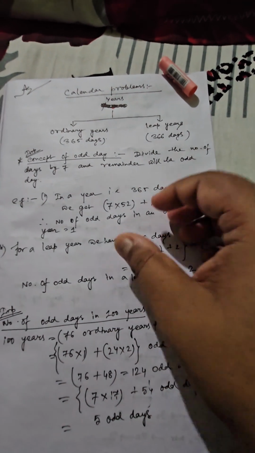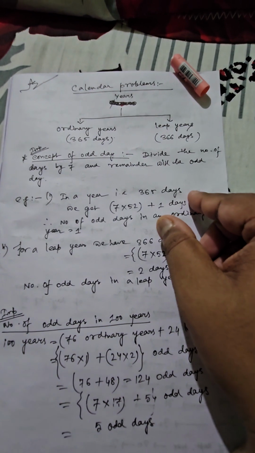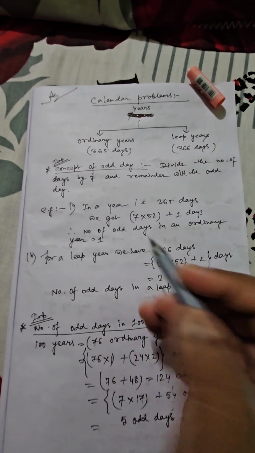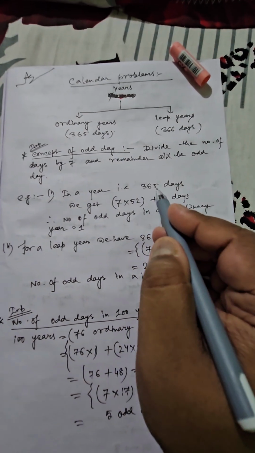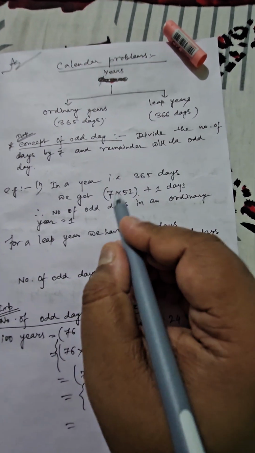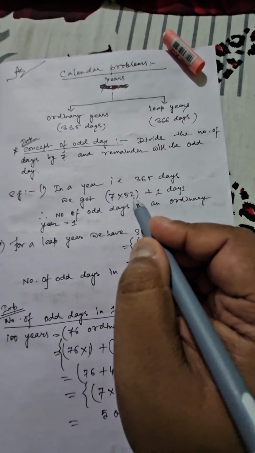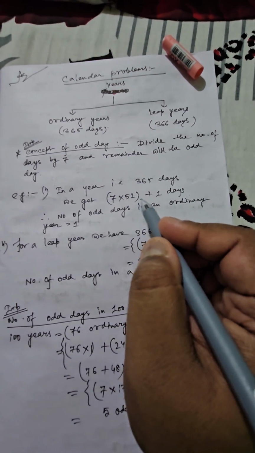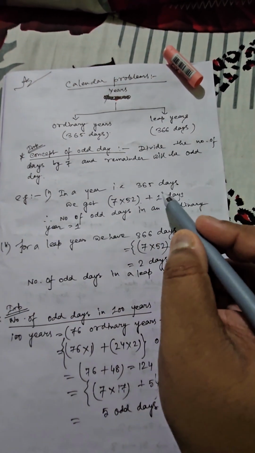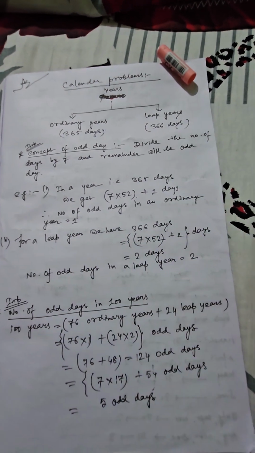For example, if I consider 365 days, we all know in a year it will be 365 days. So if I want to find out how many odd days are in a year, then simply we can divide this entire expression by 7. As you can see, I have written 7 into 52 plus 1. That means if you divide it by 7, you will get 52 as quotient plus 1 as remainder. So you have 52 weeks in a year, and one remainder or additional day. So the number of odd days in an ordinary year will be 1.